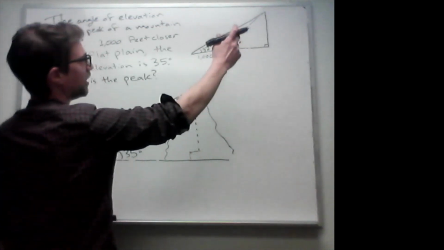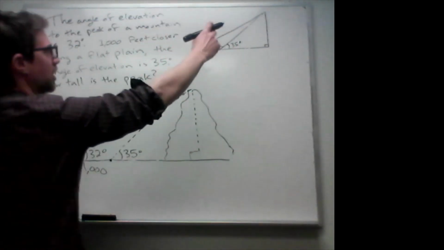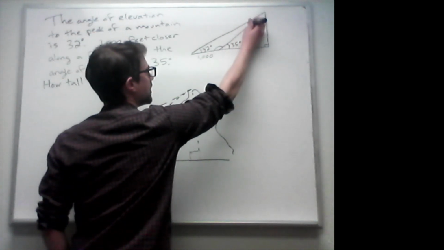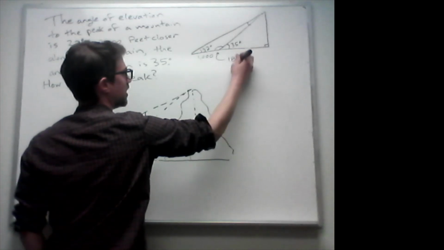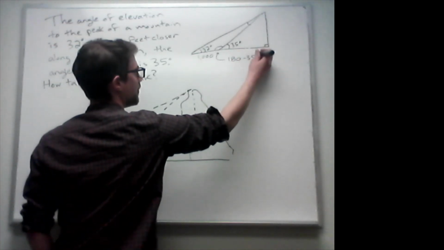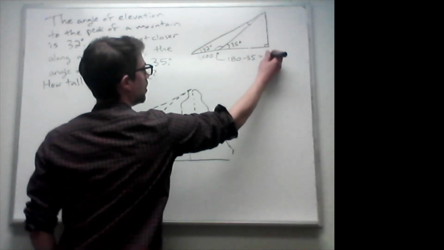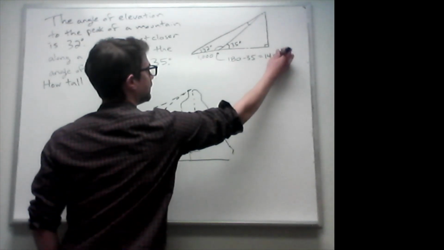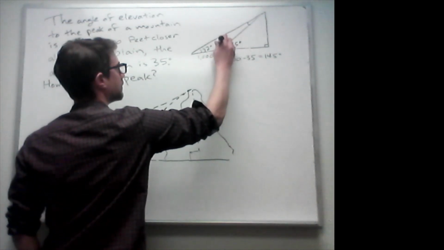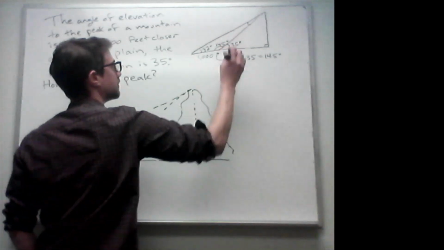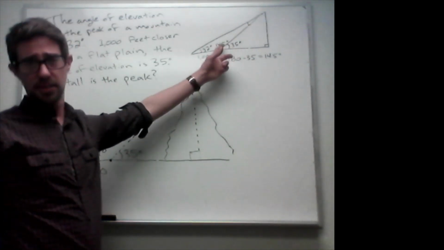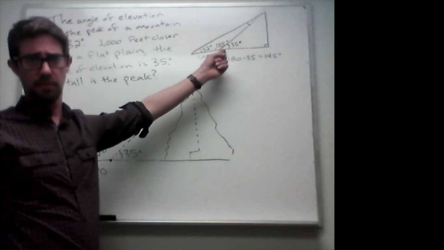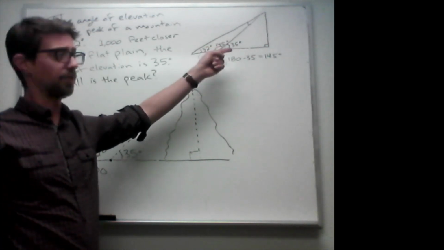So we better give it a name, shouldn't we? Well, not really. I don't really care. I want this angle. So this angle here is 180, I'll just label it what it is, minus 35, which is 145. That's it. That's all we're going to do with this piece of information. This 35 degrees gives us this 145 degrees.